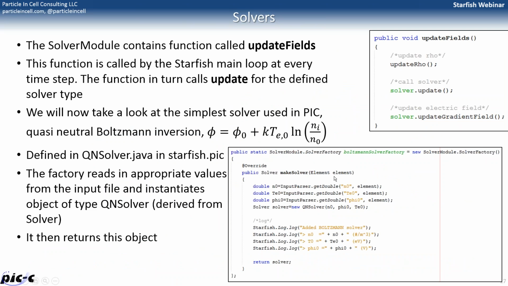We're getting the element here, and then getting some double precision numbers for the parameters needed: the reference potential, reference temperature of electrons, and reference plasma density. Then I instantiate a new solver of type qnsolver. The constructor takes these three reference values as arguments, but that's just how I wrote it; it doesn't have to be that way. Then some logging messages, and finally I return the solver. Since qnsolver is derived from the base type Solver with a big S, I'm returning it as a Solver as opposed to a qnsolver.